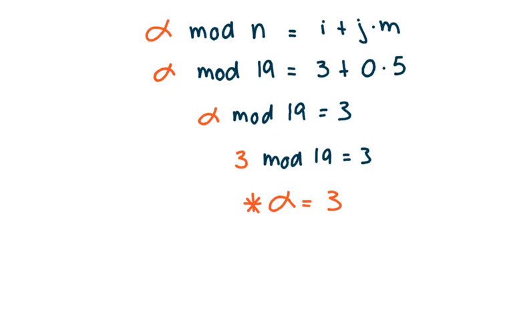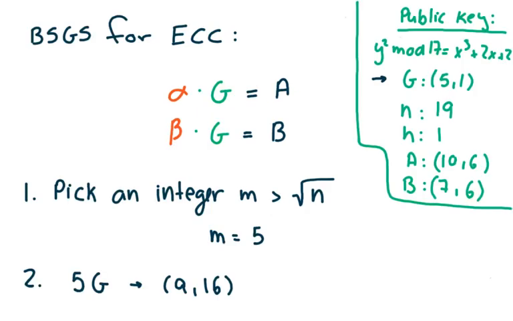So the collision algorithm works for elliptic curve cryptography. We've managed to find alpha in a semi-efficient manner. So that's baby step, giant step for elliptic curve cryptography. How about baby step, giant step for RSA encryption? Well, it's a pretty similar process.